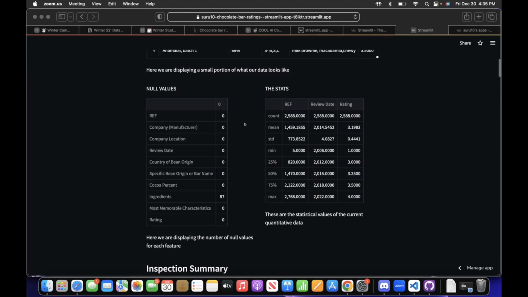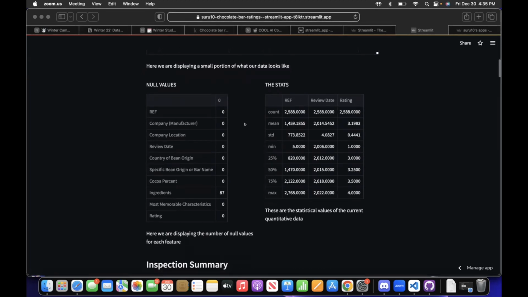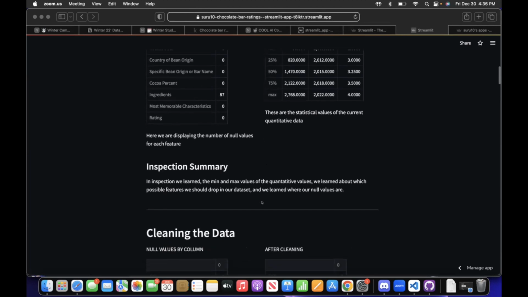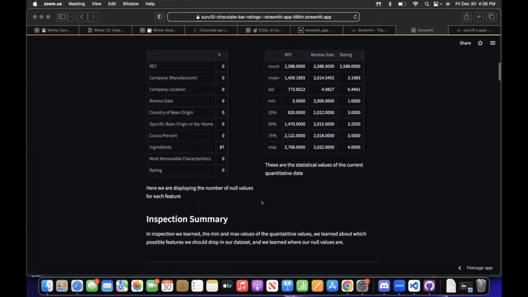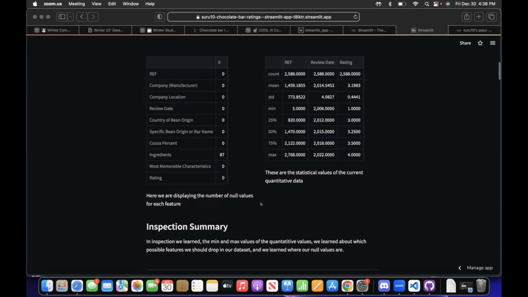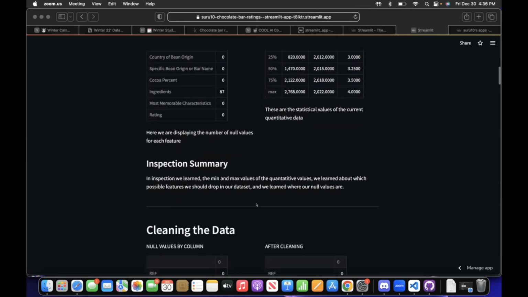On the right next to it is the statistical values of the quantitative data that we currently have. So this is without our cleaning of the data. So you have our ref value, which we're probably going to drop, the review date, and the rating. It shows the minimum and maximum values, as well as the count and the standard deviation, my bad. Yep, and the inspection summary is basically what I just told you.